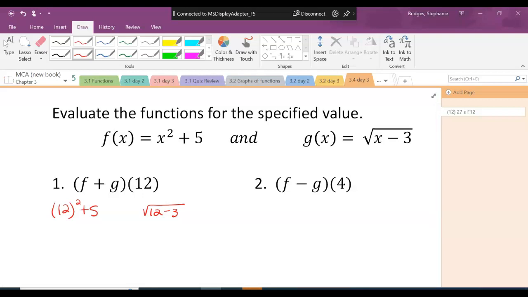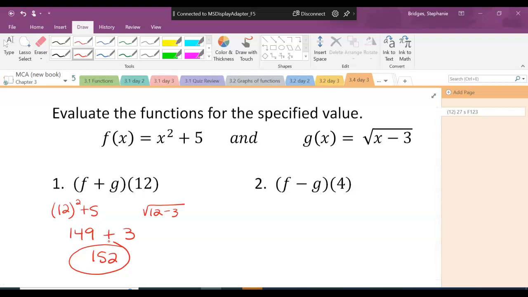So what is 12 squared? 144, and 144 plus 5 would be 149. Okay. And then if I do the square root of 12 minus 3, what is 12 minus 3? 9, and the square root of 9 is 3. So we're going to add those two results together, and that would give me a value of 152. Is everybody kind of okay with that?